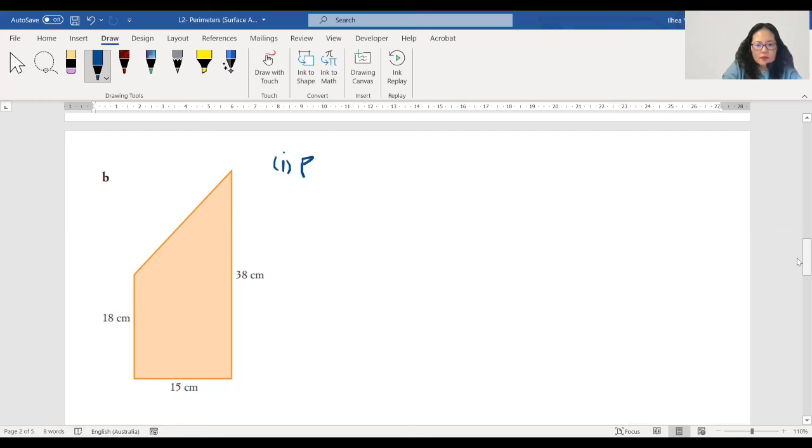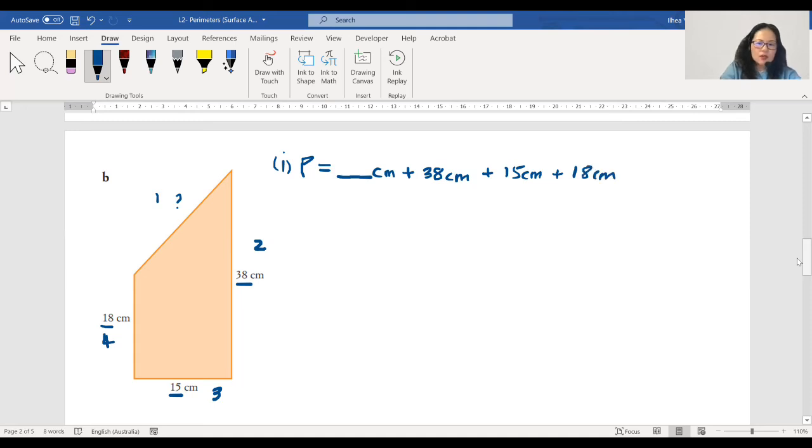First one, we have to find the perimeter, the total distance outside of the shape. So how many sides do we need to add up? We've got 4 sides here, and we have 1 measurement, second and third. We don't know this one, so we can't really do anything yet. So I'm just going to put centimeters, first one we don't know, and then 38 as our second measurement, then 15 as our third, and then 18 as our fourth side measurement.